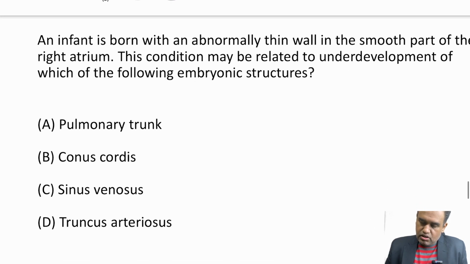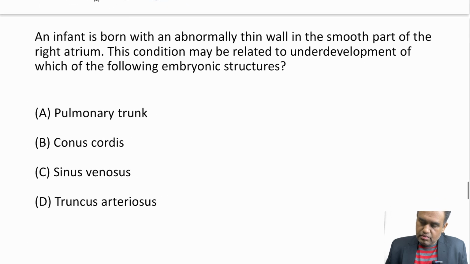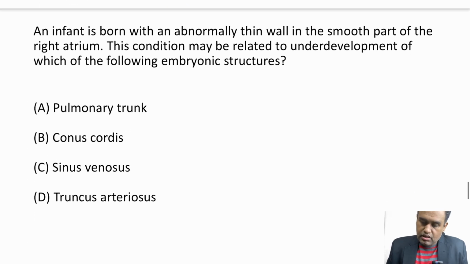Next question. An infant is born with an abnormally thin wall in the smooth part of the right atrium. So the right atrium has an anterior wall which is rough, with pectinate muscles, and the posterior smooth wall where the SVC and the IVC enter. So the venae cavae enter. So the infant is born with an abnormally thin wall.